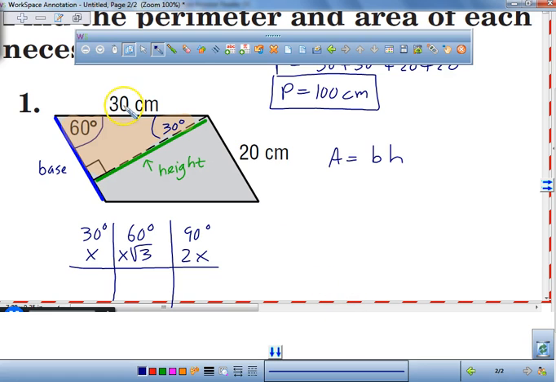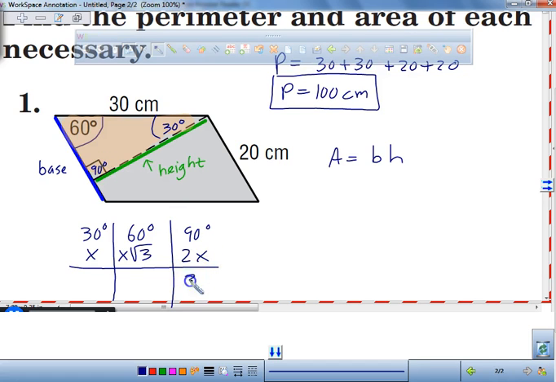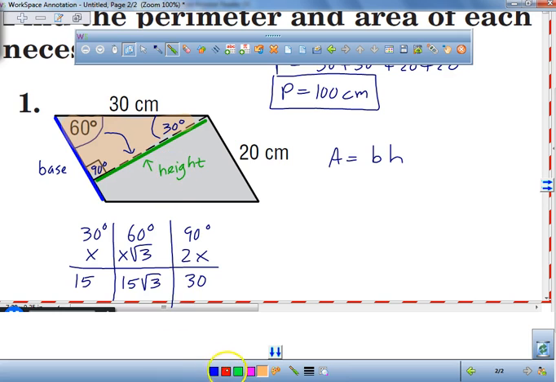Now, do you guys see that 30 centimeters? That is literally across from the 90-degree angle. So we'll put 30 right there. The shortest side is going to be 15. The side that's across from the 60-degree angle, which happens to be my height, is 15 radical 3. So I'm going to highlight that part.